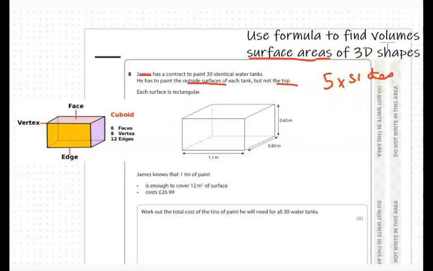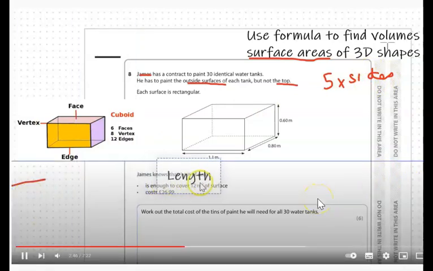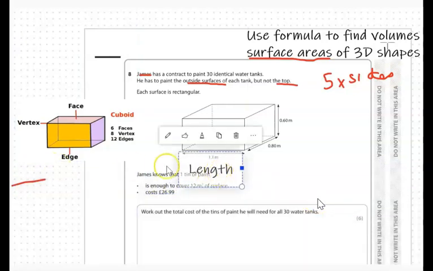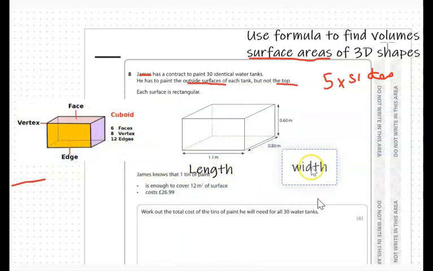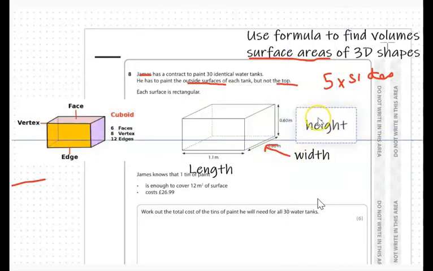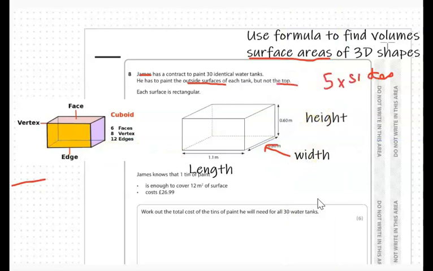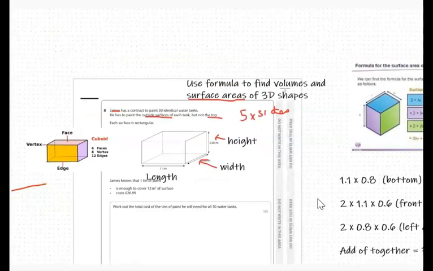Okay, just to make it a bit clearer, we're going to label the length. So the length is the longest side. The width, so the width on this occasion is here, and I will draw it. So that's an example of the width. We're going to call this height. Okay, so here is 0.60. That is useful for when we label the formula. Okay, so let's work it through.